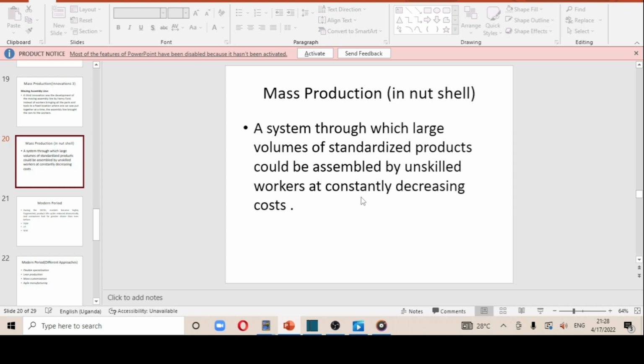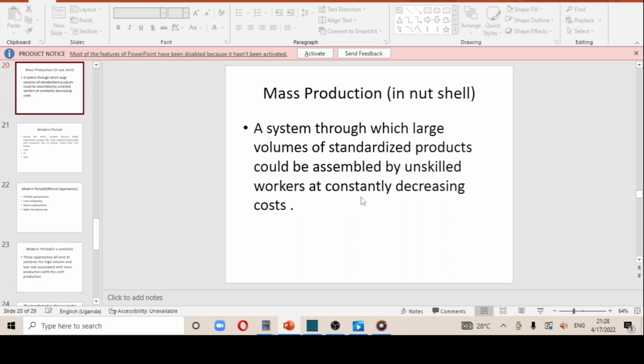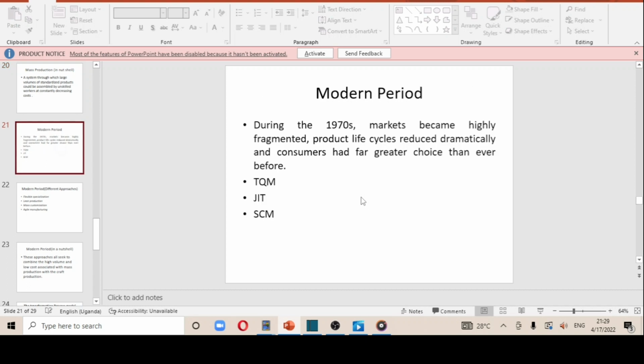So even the unskilled workers, because things were systematic and they could use machines, the moving assembly, you'll find that even unskilled workers could constantly produce the goods, and they would even be decreasing the cost because of the use of the machine compared to the craftsmen. Yeah, that's the first one of craft manufacturing. So we are moving to the modern period.